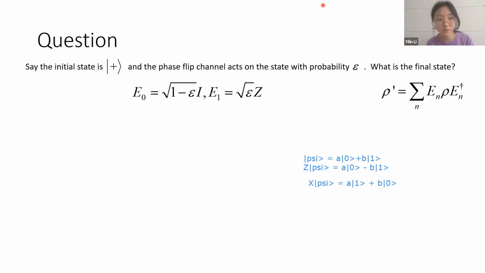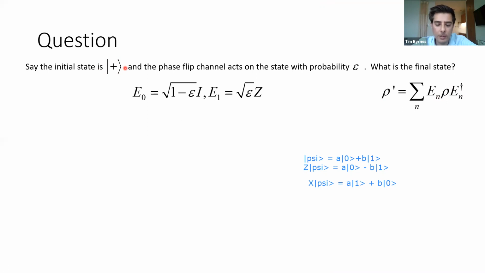Professor, do I need to first change this initial state to the density matrix? Yes, you always need to change the initial state to the density matrix. So if the final state, basically you have to always evaluate with that. And here the initial state is rho, so you need to change that to the density matrix, which will be the outer product of the plus ket with the plus bra.